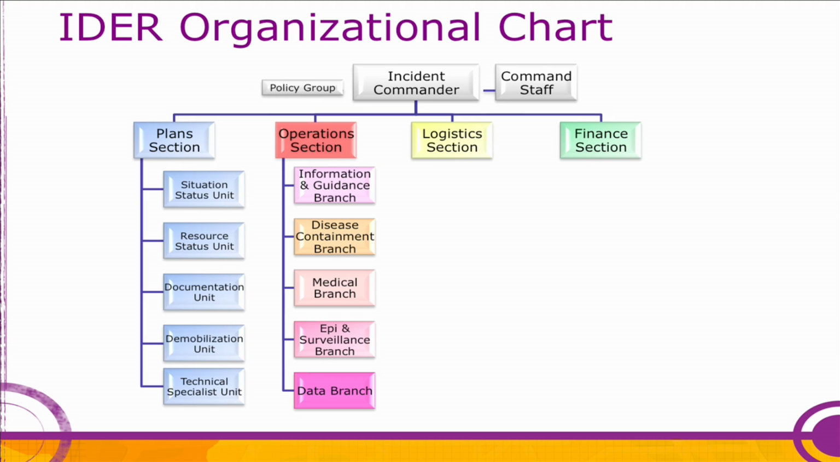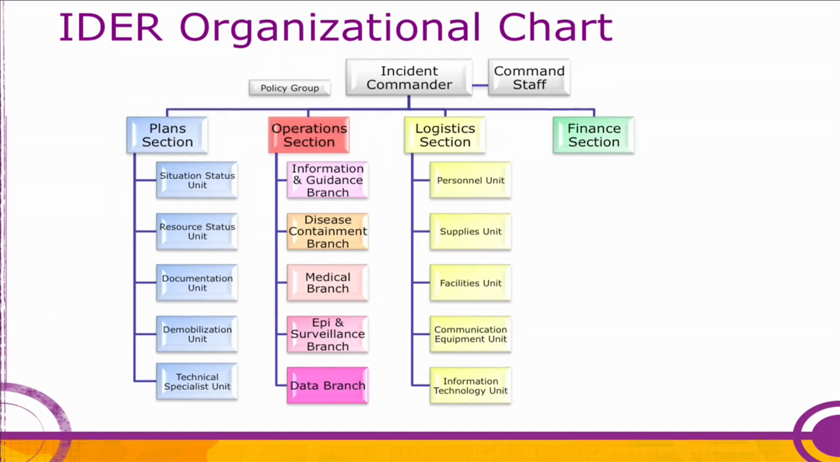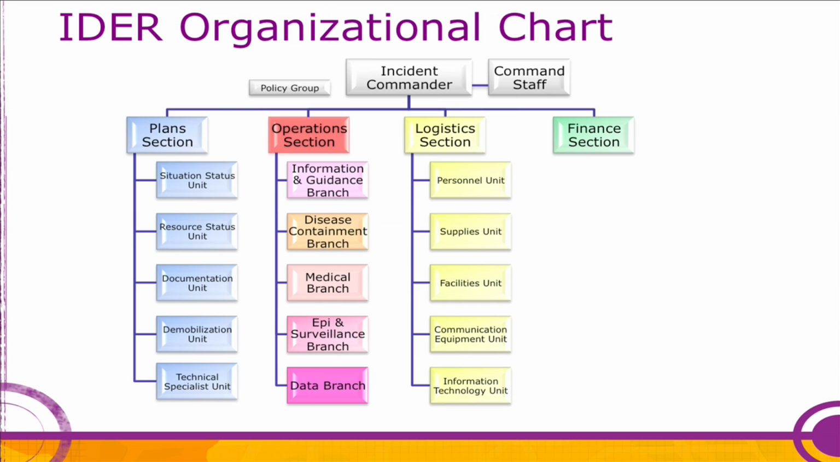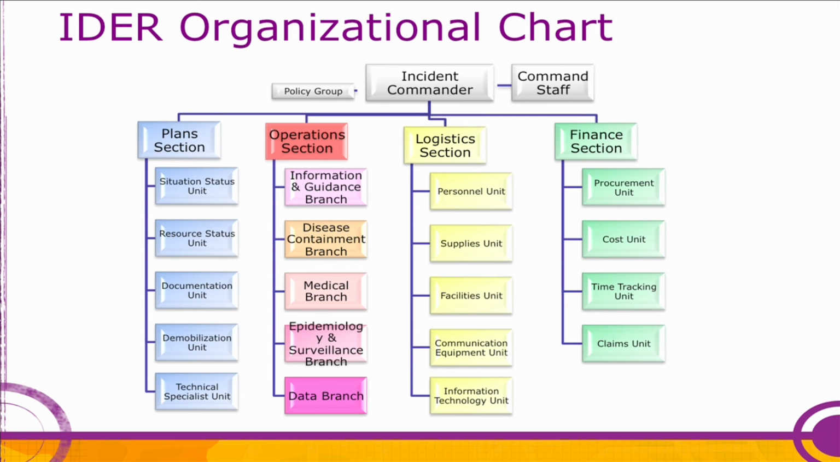They also are responsible for maintaining accurate and complete records of the emergency response, and for evaluating the response after the fact. The logistics section ensures that the response has the personnel, supplies, facilities, communication equipment, and IT equipment necessary to meet the objectives that have been outlined by the incident commander and section chiefs. The finance section is responsible for ensuring that the response can purchase the necessary supplies they need, for tracking time spent on the response by responders, and for maintaining an overall picture of what the response is costing.